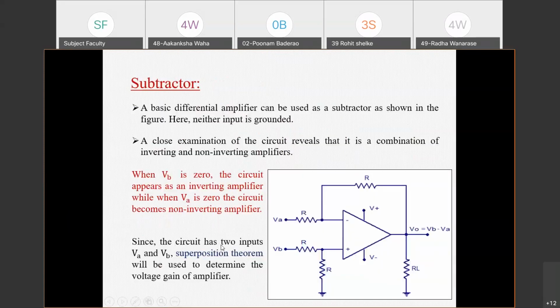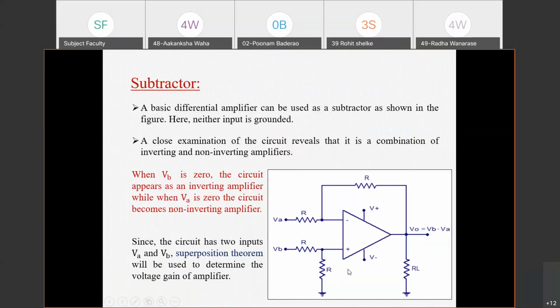Then we also started our discussion on the subtractor, that is, op amp as a subtractor. As the name indicates, it should work exactly like a subtraction of two numbers or two voltage sources. So in this case, two different voltage sources are taken as VA and VB.